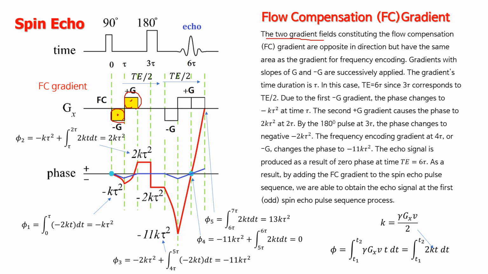The two gradient fields constituting the flow compensation gradient are opposite in direction but have the same area as the frequency encoding gradient. So the flow compensation gradient is applied along the x-axis. So the x-axis is the frequency encoding gradient, and this flow compensation gradient consists of two gradients with the same area but opposite directions.